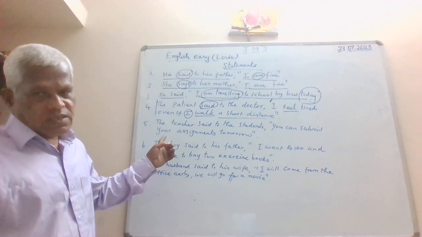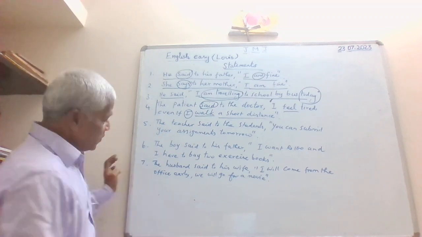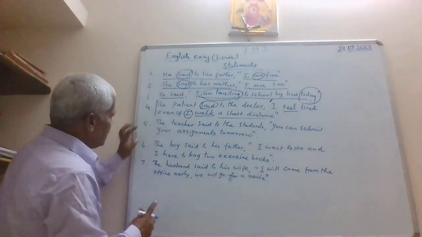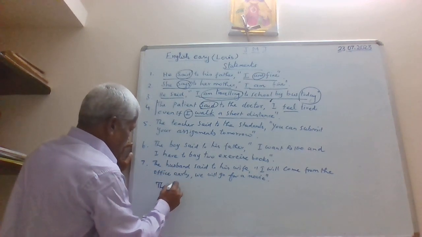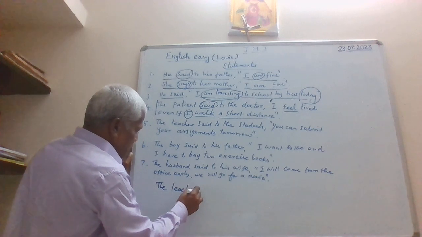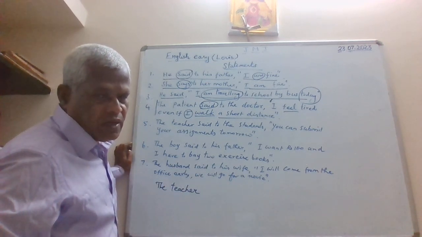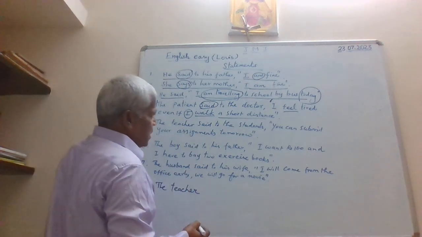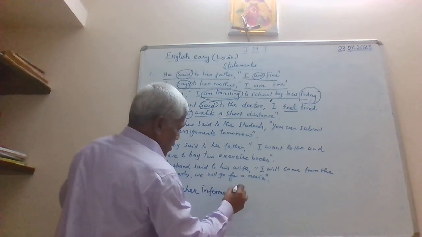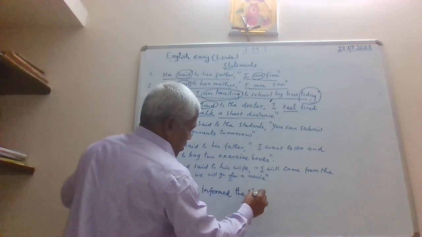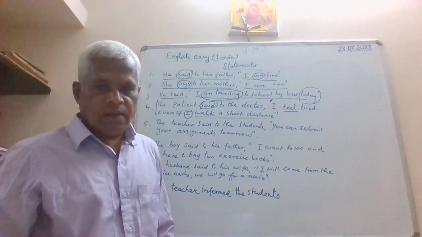So we go for changing direct to indirect. Good. Come, walk with me or listen to me. We will begin with the change. The teacher. Now what does the teacher do actually? He is informing the students, or is telling the students. So the teacher informed the students. What is next?